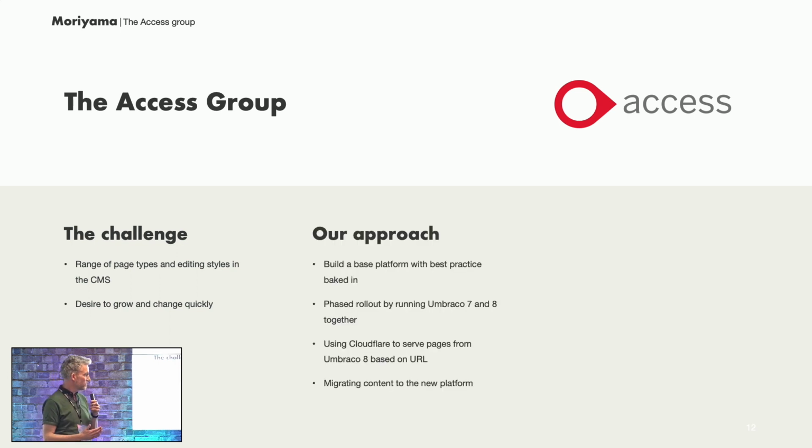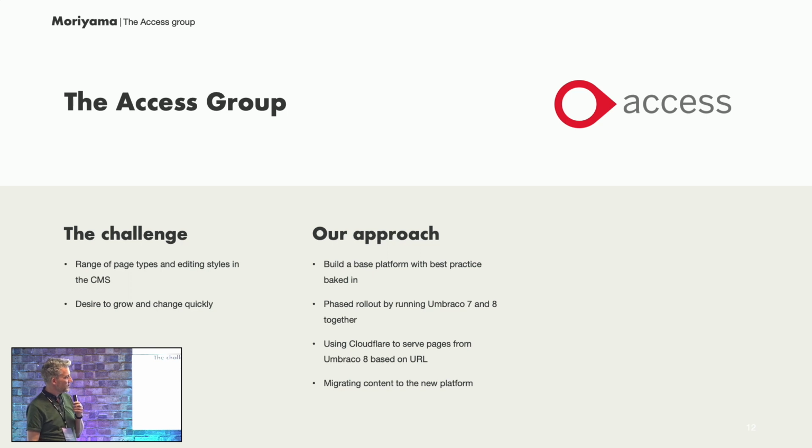This project was going from Umbraco 7 to 8. So we wanted to build a new platform with the best practices baked in, those things that we'd learnt and the client had learnt about the way they use the site. We wanted to obviously take the opportunity to change those. And so what we went for was a phased rollout. We were running Umbraco 7 and Umbraco 8 together. It might sound like a strange approach, but actually it worked really well.